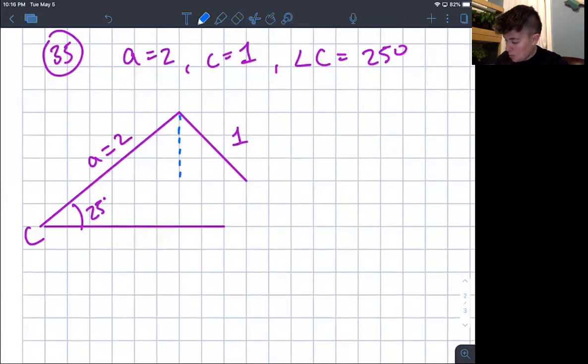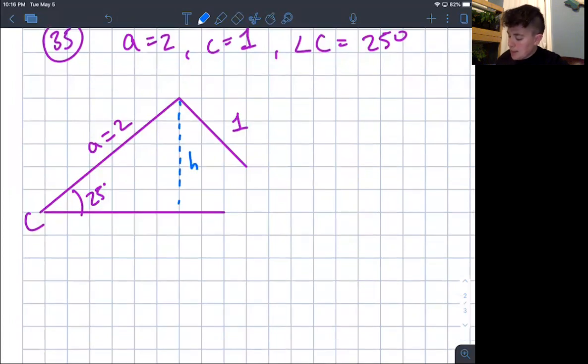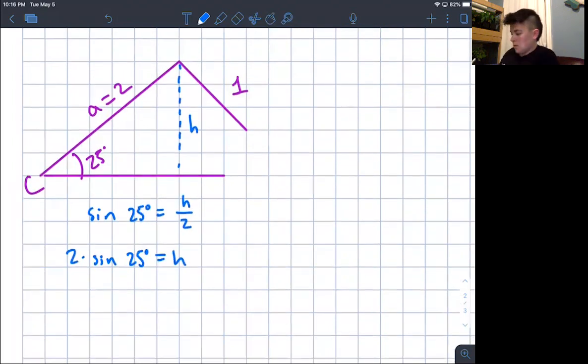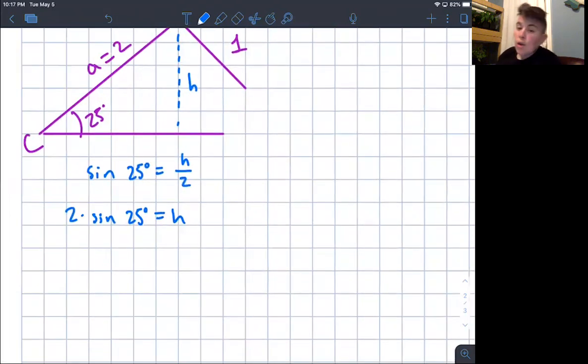This is my height. So I'm going to say the sine of 25 degrees equals h over 2. So 2 times the sine of 25 degrees equals h. And if you have no idea what I'm doing right now, stop this video, go back and watch the one that says number of solutions for law of sines. That's the one you need to go watch.